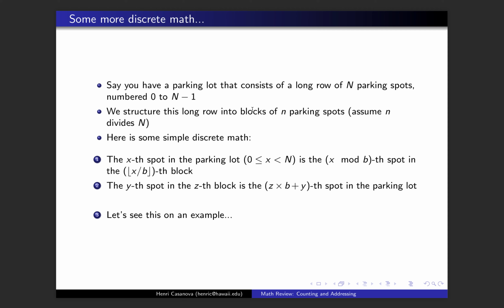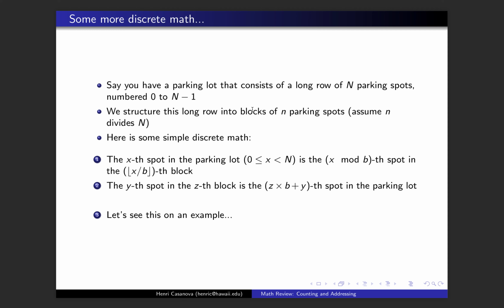Now, a little bit more discrete math. Say you have a parking lot that consists of a long row of big N parking spots, and they're numbered 0 to N minus 1. We always start numbering things at 0. That's what we do in C, C++, Java, and in computer science in general. We structure the long row into blocks of small n parking spots. In real life that happens. Maybe you want to assign those blocks to different companies, whatever. And we're going to assume for simplicity that small n divides big N. Otherwise, we have a weird block at the end that is not full. Let's forget that for now.